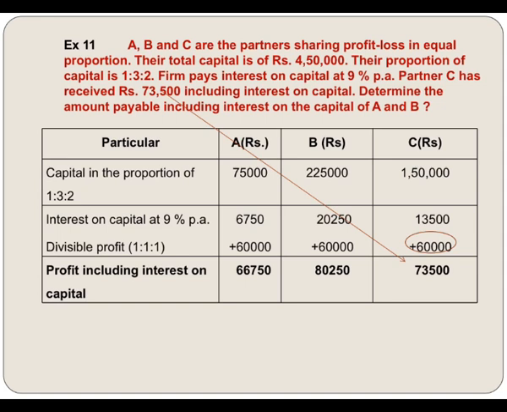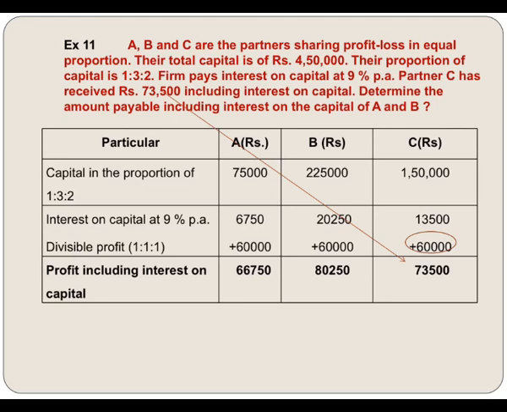Now interest on capital is 9%. So first of all we calculate interest on capital: 75,000 into 9%, 2,25,000 into 9% and 1,50,000 into 9%. So 6,750, 20,250 and 13,500. Here they have given that partner C received a total amount of 73,500. So first we write 73,500 in C's column. Out of the 73,500, 13,500 is interest. So 60,000 is the profit share.